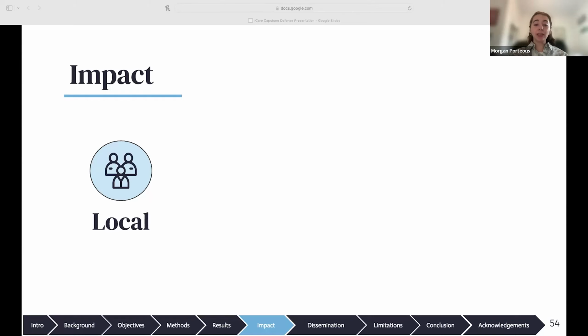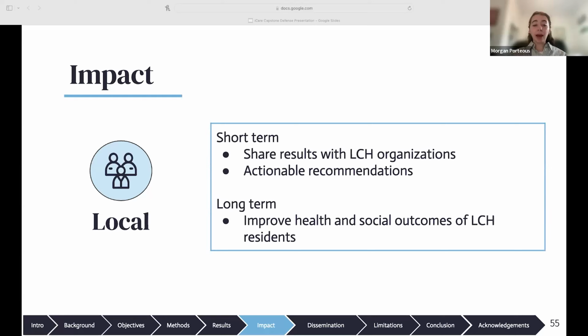For this reason, our work is a novel contribution to research that's specific to Lower Central Hamilton because we've captured experiences from both residents and providers and distilled this information into actionable recommendations for widespread dissemination. The short-term impact comes from sharing our work with organizations in Lower Central Hamilton so that they may apply the actionable recommendations from our results in a way that's feasible and makes sense for them. The ultimate goal of this work and the desired long-term impact would be to improve the health outcomes and the social determinants of health for residents in Lower Central Hamilton.